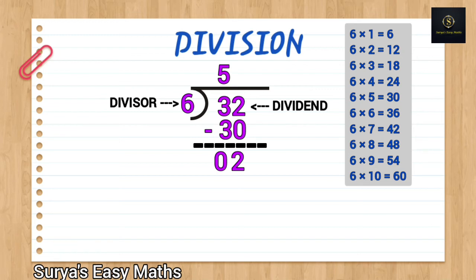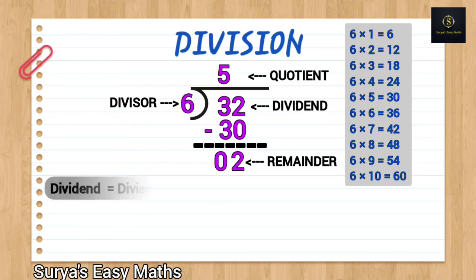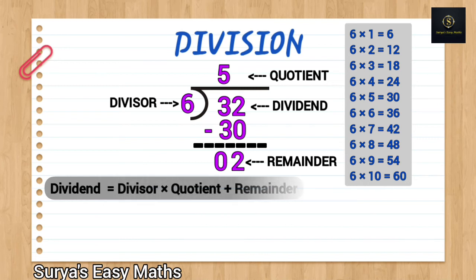So now children, here we finish solving this division. Now let's check with the formula whether we have solved it correctly or not. So what is the formula? Yes, dividend equals divisor into quotient plus remainder.